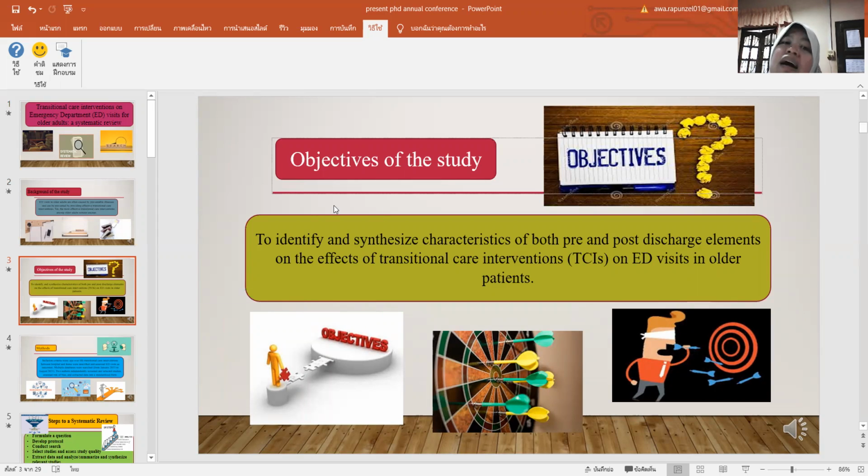Therefore, this study tries to identify and synthesize characteristics of both pre- and post-discharge elements on the effects of transitional care interventions on ED visits in older patients.